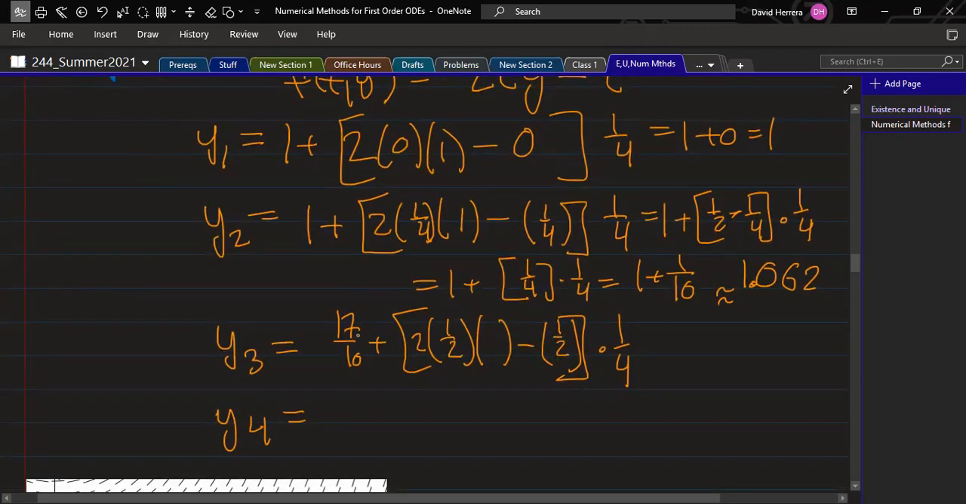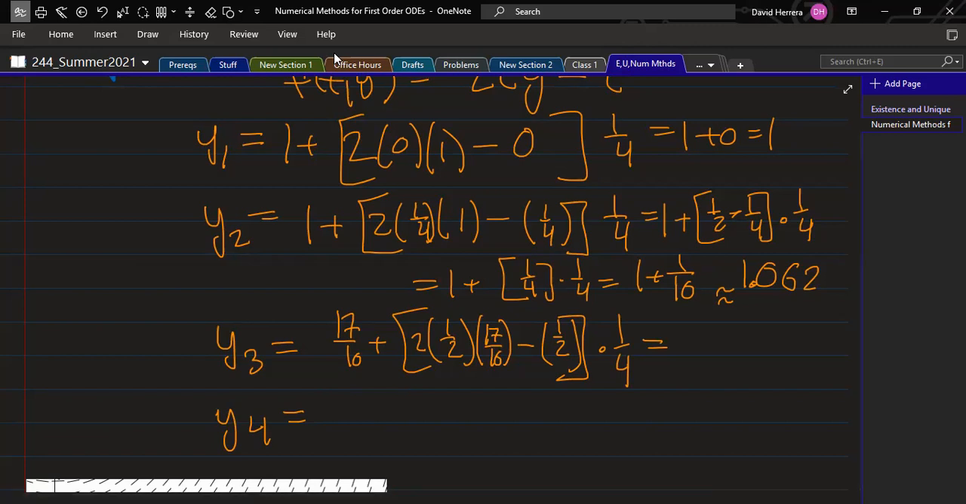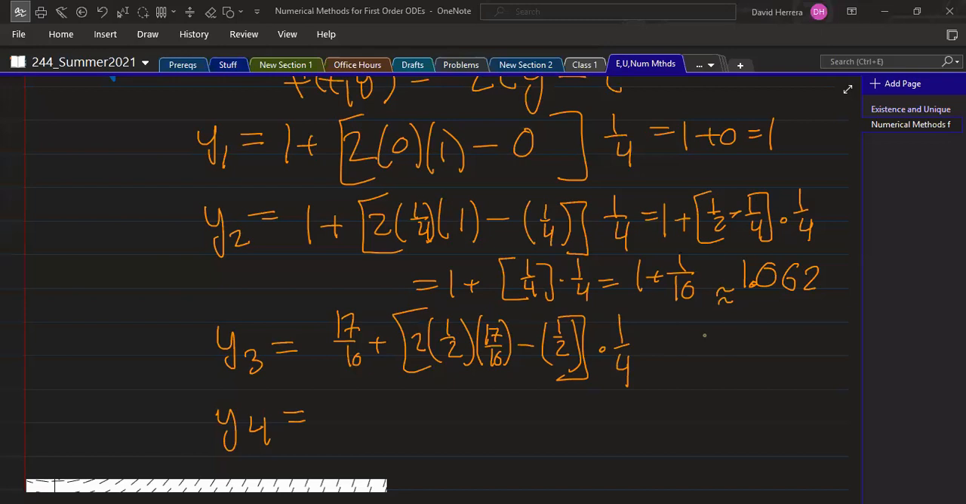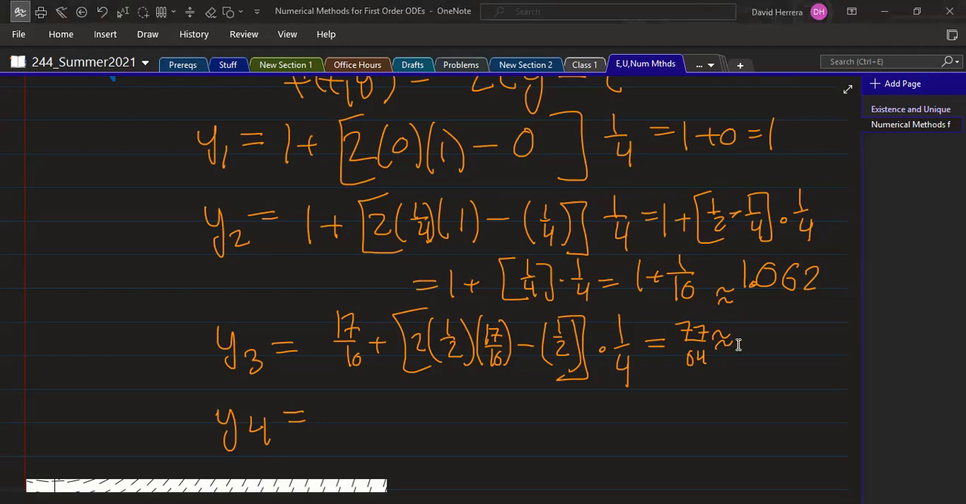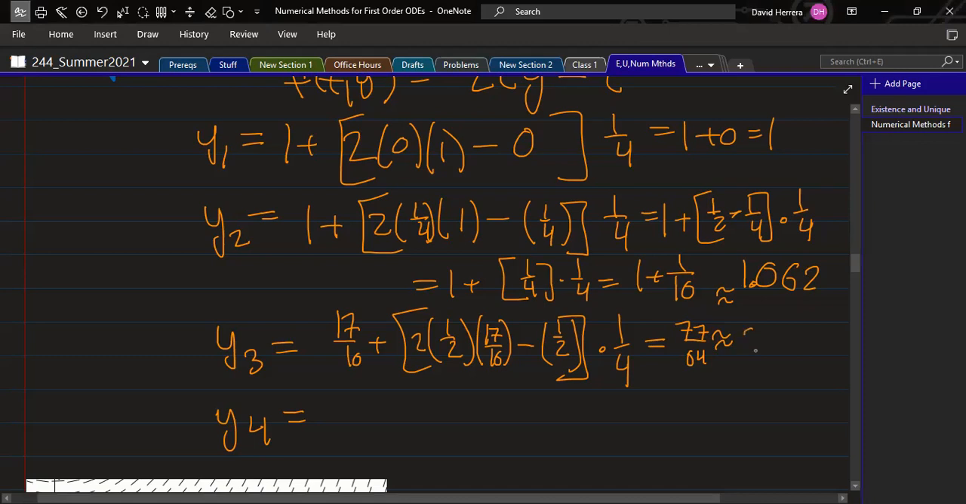And what was the previous y? 17/16. And this is kind of unwieldy, but we can see what this is. So if you calculate this exactly, you get 77/64, which is about 1.203. I'm just using MATLAB to calculate that.